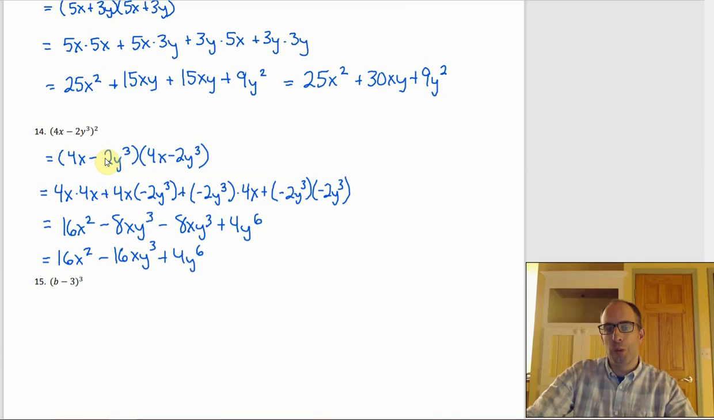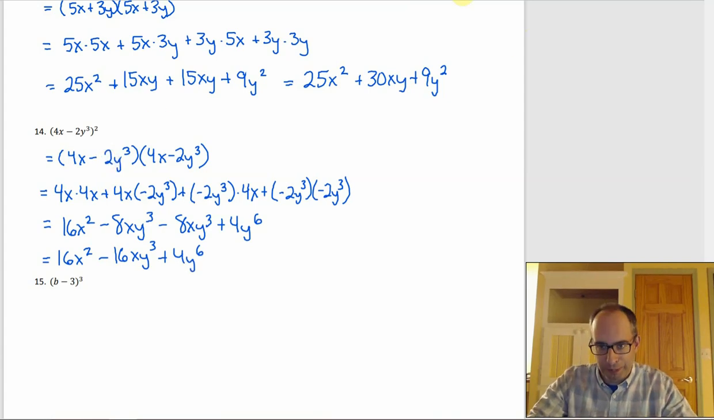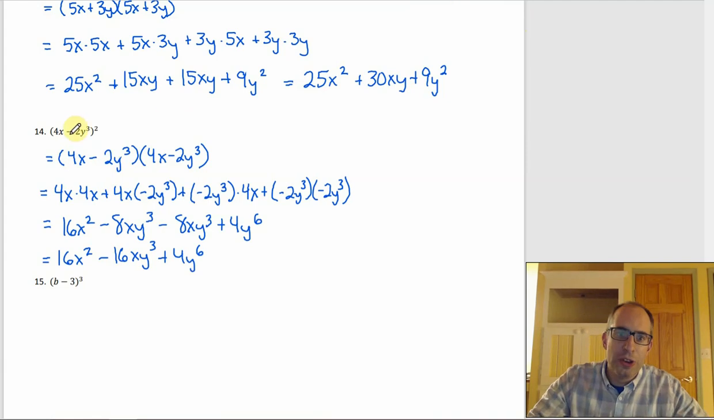All right, there is one other thing I want to point out here, which is you could factor a 2 out of this thing that's being squared.